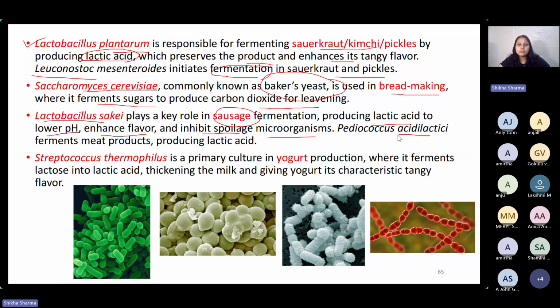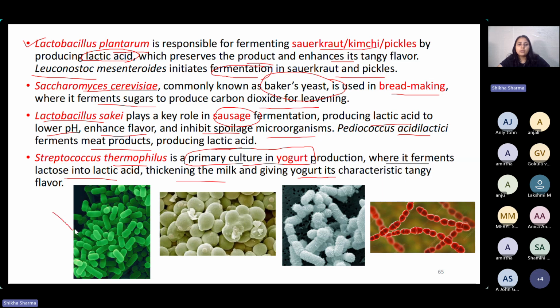Pediococcus acidilactici also ferments meat and produces lactic acid. And the last one is Streptococcus thermophilus. It is a primary culture in yogurt production, and it ferments the lactose into lactic acid, and it thickens the milk and gives yogurt its characteristic tangy flavor.